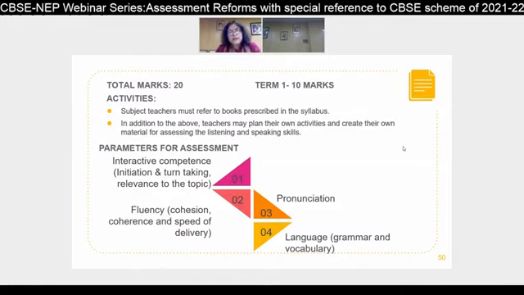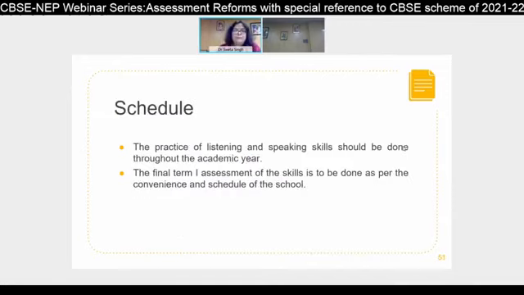If you look at the circular, we have also given suggestive rubrics for all these 4 parameters for the assessment of ALS, for classes 9th and 10th, as well as for classes 11th and 12th. Kindly have a look at that in detail. The practice of listening and speaking skills should be done throughout the academic year, because this development is not a one-time activity. The final term assessment of the skill is to be done as per the convenience and schedule of the school.